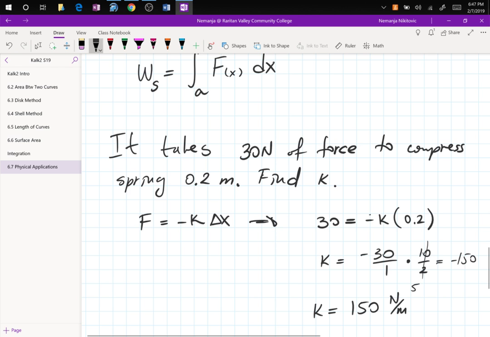Yes? So that negative is saying that it's compressing? That it's opposing. That's all it says. So you stretch a spring, it wants to compress. You compress the spring, it wants on its own to stretch. So it's just telling you about the opposing motion.